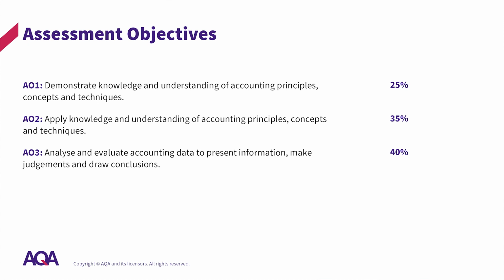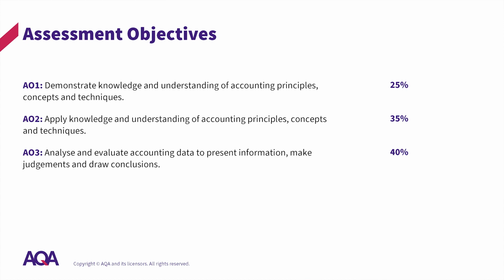AO2 requires an application of knowledge and understanding and is assessed in 35% of the exam or 42 marks and is mainly tested in Section B with 32 marks assigned to this section, but 10 marks are also assigned in Section C. AO3 is to analyse and evaluate accounting data.